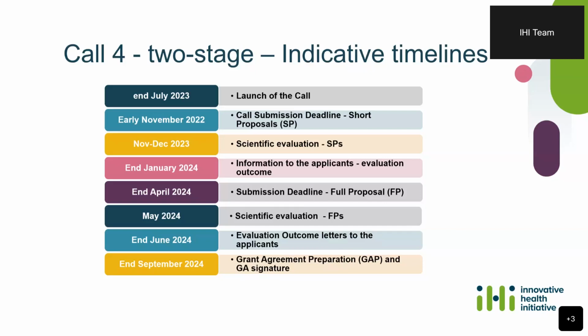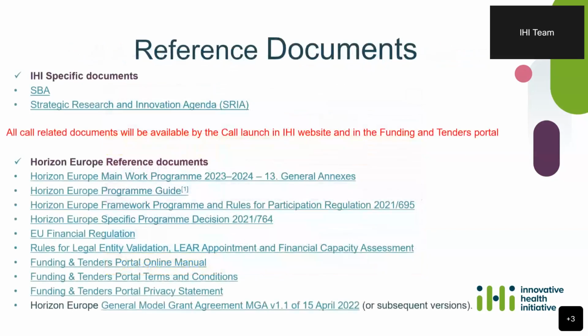Therefore, the winning consortium will have the time to prepare the full proposal with a submission deadline of end of April. A new round of evaluation of the full proposal will be in May 2024. And the outcome will take place the following month, end of June 2024. And hopefully, with the winning consortium, we can sign the grant agreement by the end of September 2024.